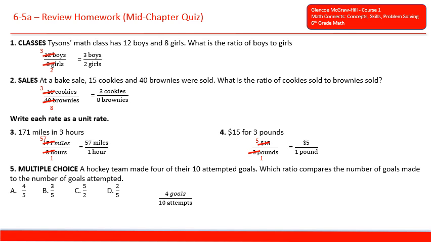And we need to find the greatest common factor, which in this case is 2. So we're going to divide 4 by 2 and 10 by 2. And we get 2 goals in 5 attempts, which is choice D.